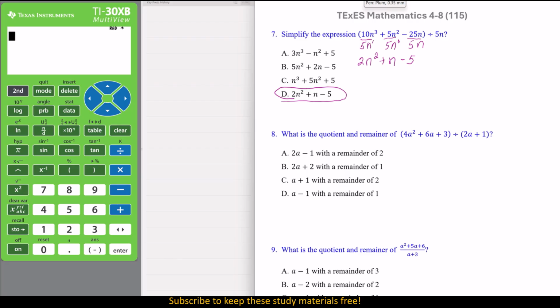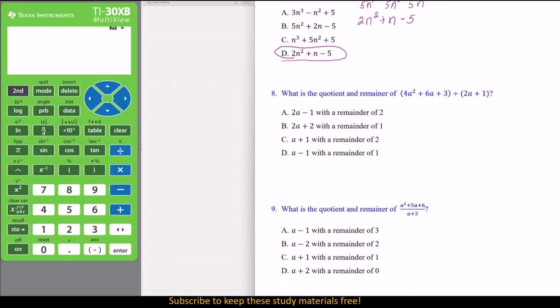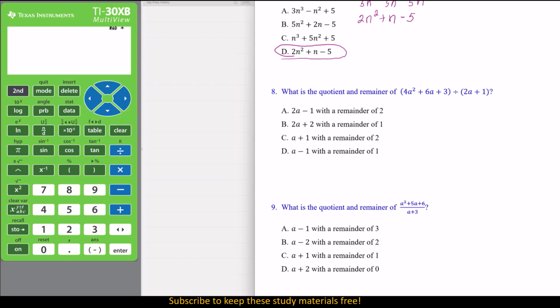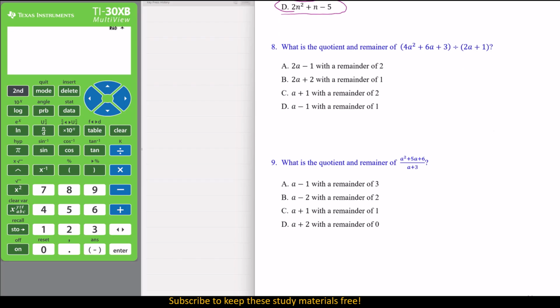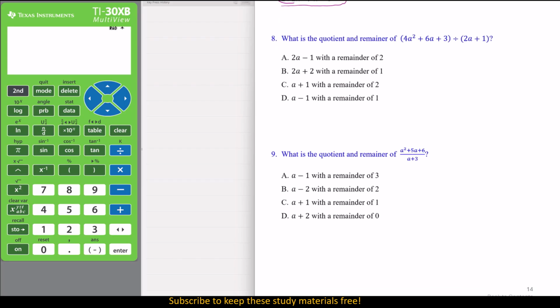What is the quotient and remainder of 4a squared plus 6a plus 3, divided by 2a plus 1? Okay, this is old-fashioned long division. If you are not familiar with this, I recommend you go and look at some videos and figure it out. It's not tough. You may just not remember learning it. It just depends on what route you took in high school, okay?